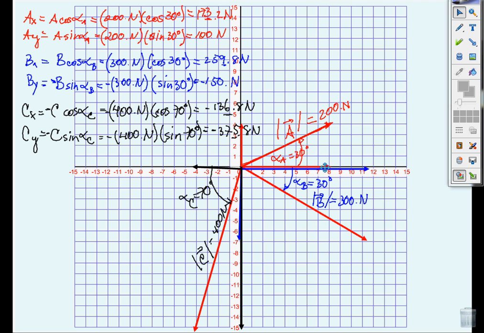I'm sorry, the component in x of vector a, the red one you see right here, and this black one is the component in x for c. So notice that these vectors are collinear, so we can add them. We can say this plus this one. Now these two are positive, this one is negative, in such a way that we have the following.